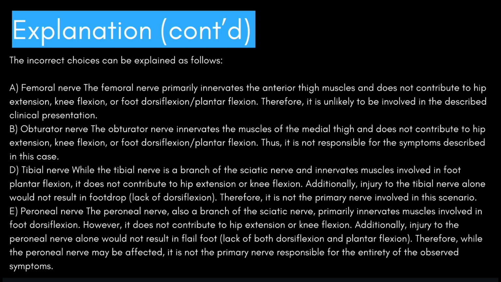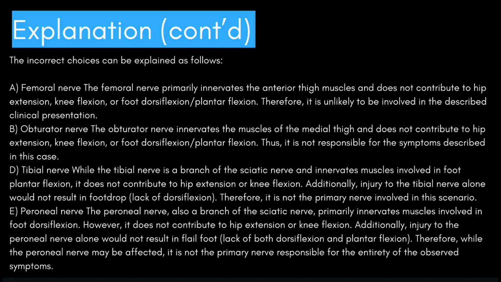Let's go ahead and see why the incorrect answer choices are incorrect. We have the femoral nerve. The femoral nerve primarily innervates the anterior thigh muscles and does not contribute to hip extension, knee flexion, or foot dorsiflexion/plantar flexion. Therefore, it is unlikely to be involved in the described clinical presentation. We have the obturator nerve. The obturator nerve innervates the muscles of the medial thigh and does not contribute to hip extension, knee flexion, or foot dorsiflexion/plantar flexion. Thus, it is not responsible for the symptoms described in this case.